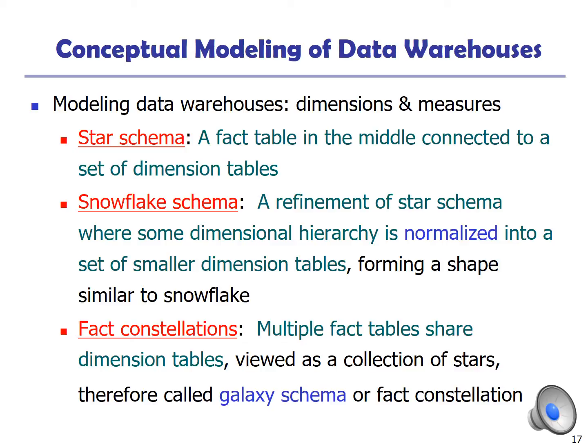Now the third one is a fact constellation. When you have multiple fact tables which share dimension tables, right? When you put them all together, then it forms a collection of these star schemas, and it's called a galaxy schema or a fact constellation. There is also an example of this, so you can understand this better.